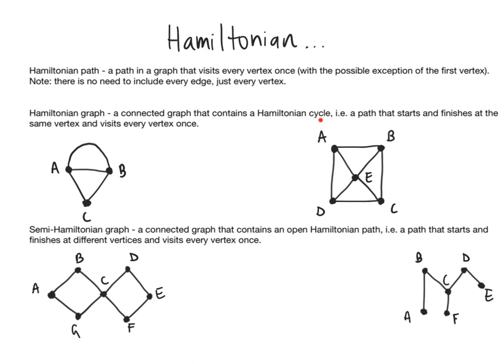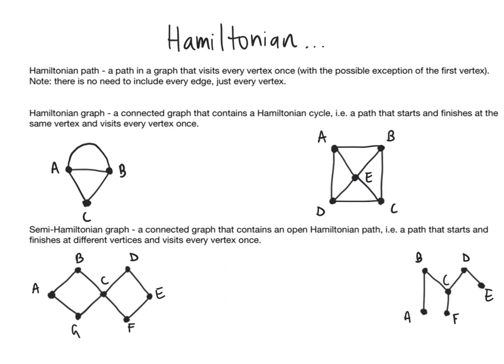Now, a Hamiltonian cycle is a path that starts and finishes at the same vertex and visits every vertex once. So an example of just a cycle would be A to B and back to A. But now we're looking at a Hamiltonian cycle, which has to visit every vertex. So we can't just visit A and B, we now need to visit C. And so you can see that there is a path which visits A, B, C, and can finish at A again. And because that exists in this graph here, this graph can be described as being Hamiltonian.